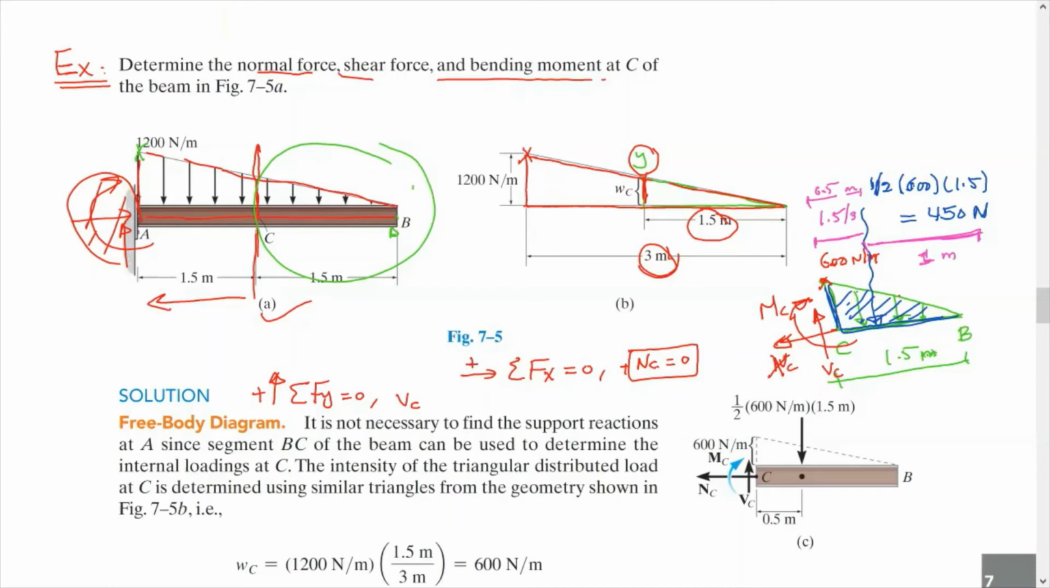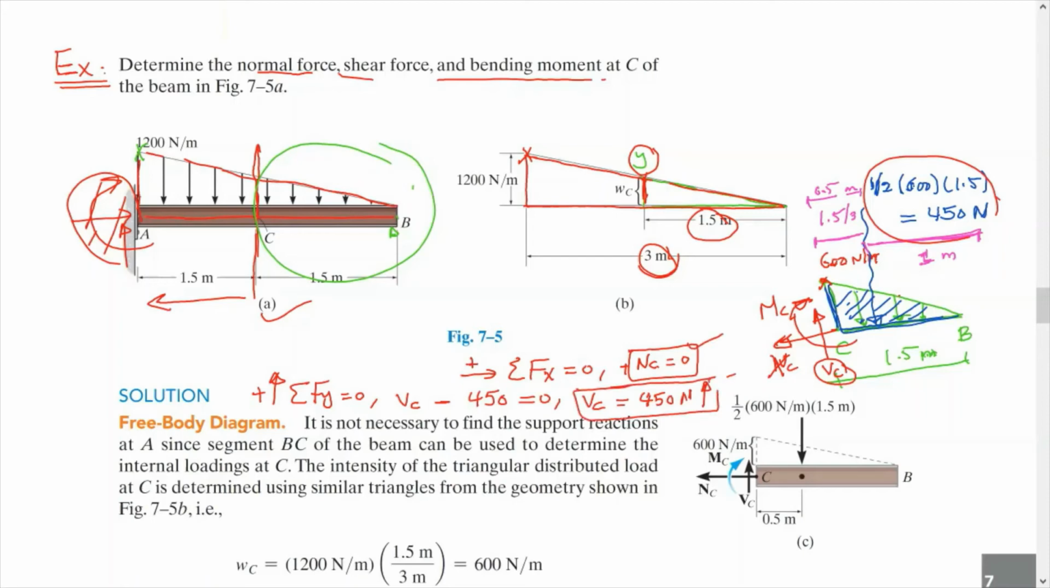Okay, right now continue with this summation of Fy is equal 0. So Vc is upward, so it's positive, minus the resultant force, which is 450, and we do have nothing else, so this one equals 0. One equation with one unknown, so Vc is equal 450 Newton, and the direction as indicated in the figure diagram, upward. So right now we got the normal force, we got the shear force.